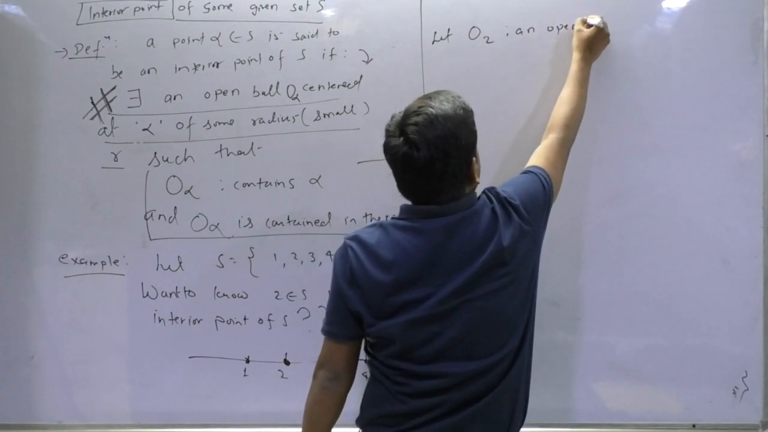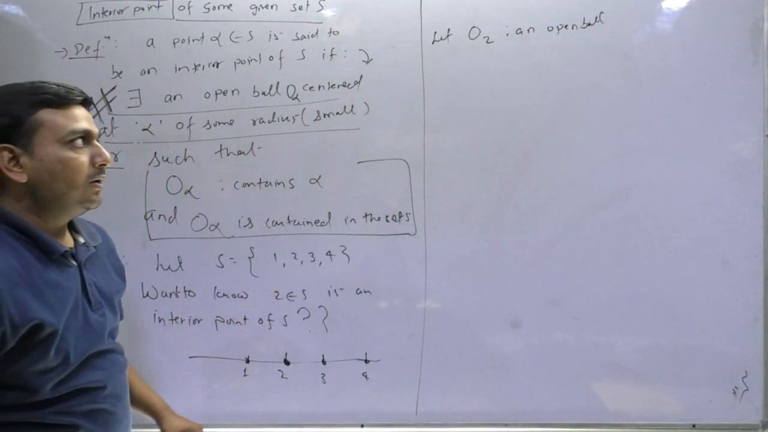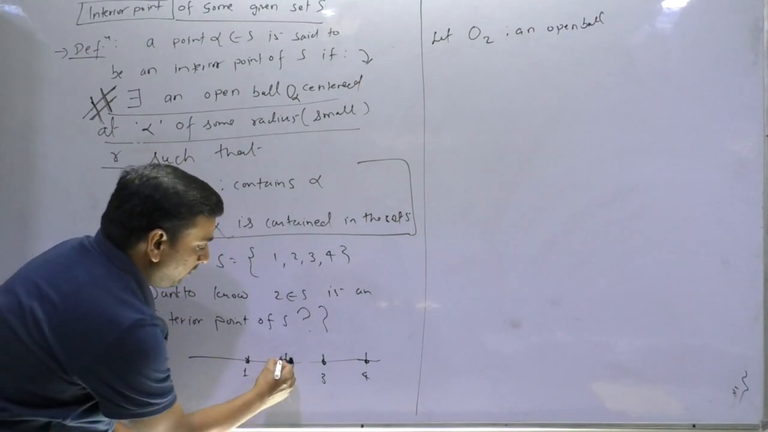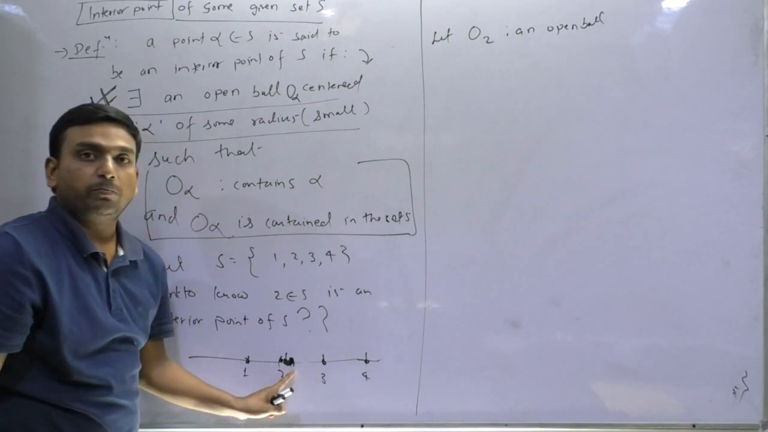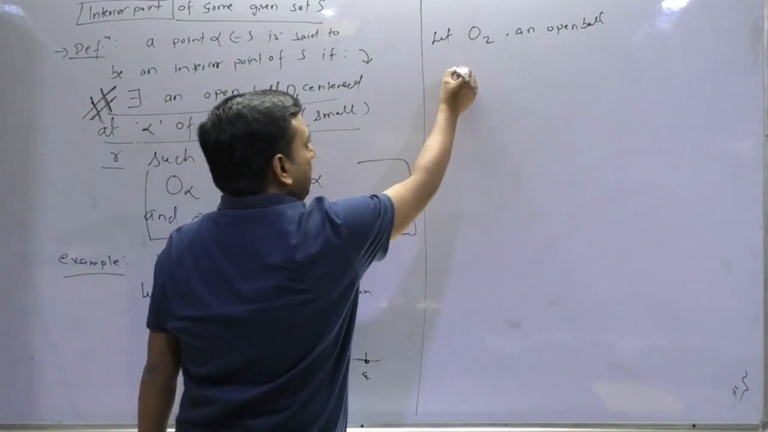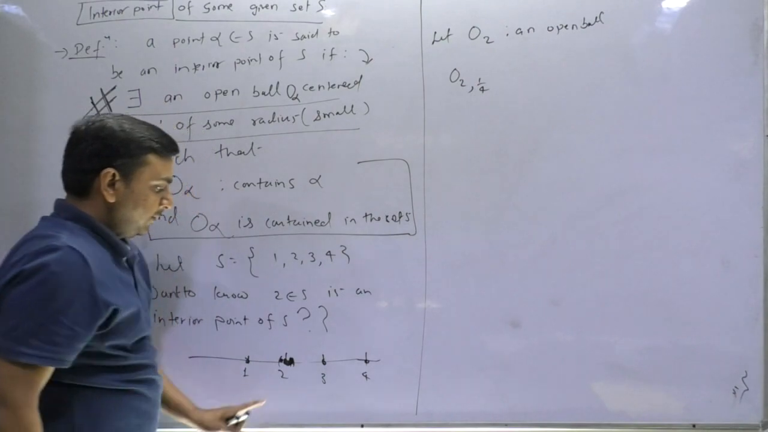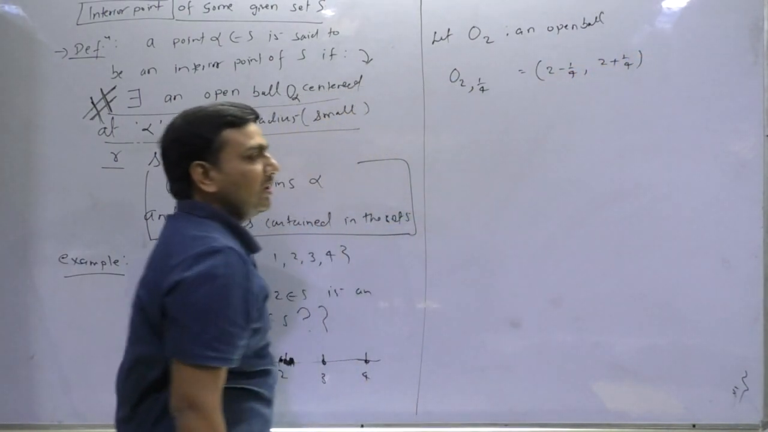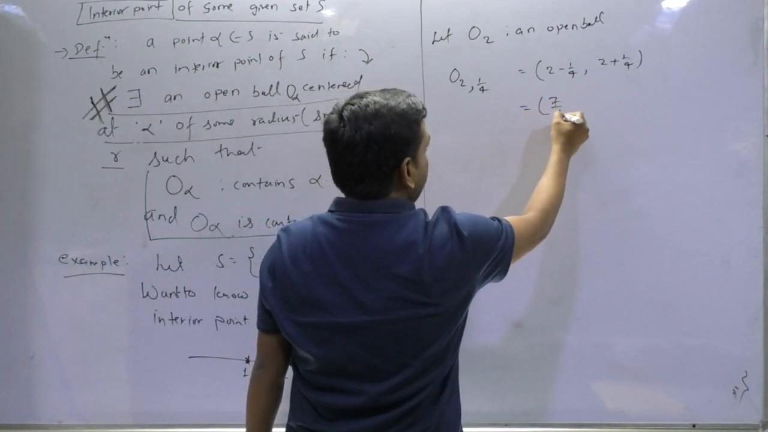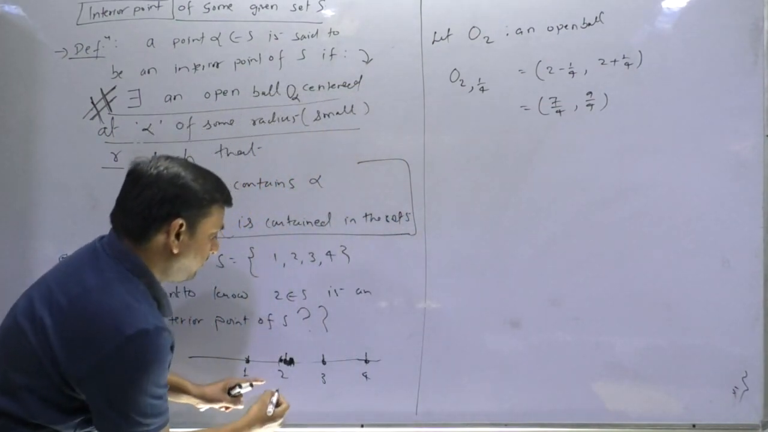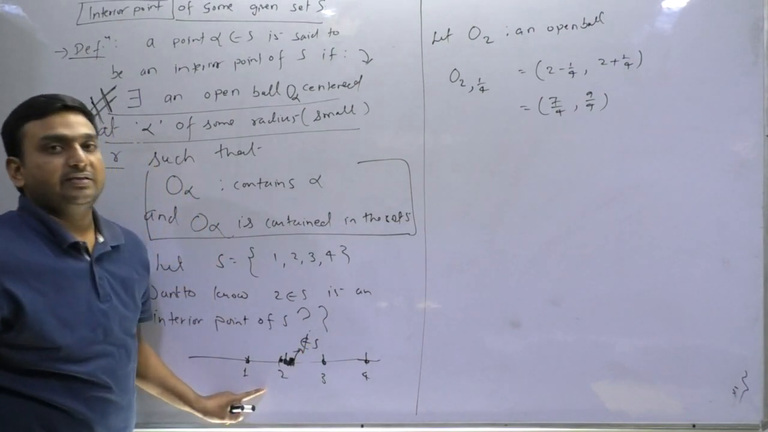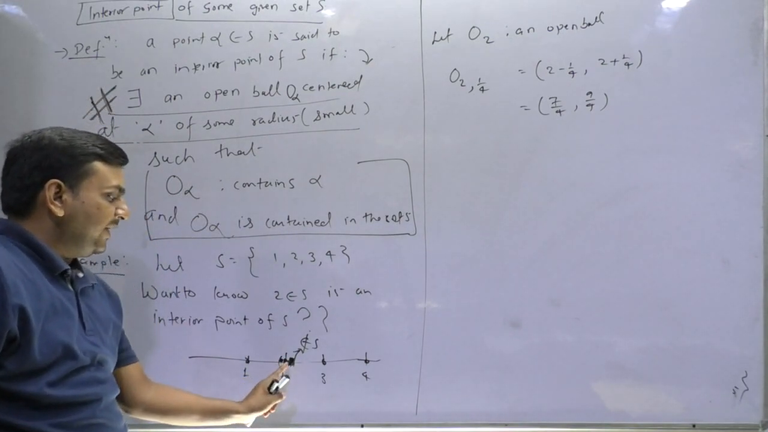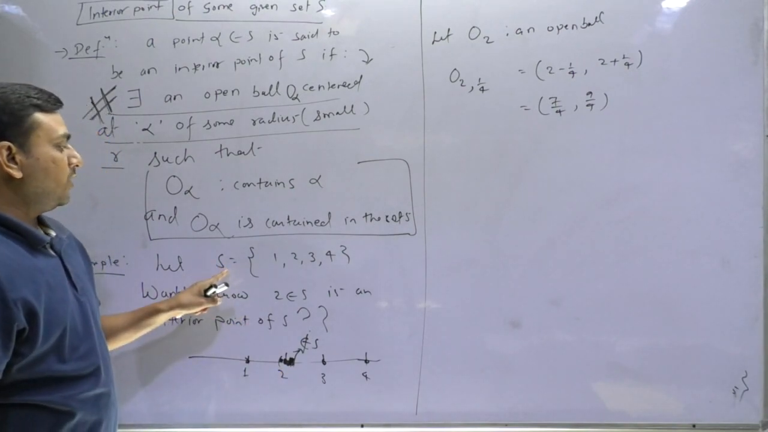If I take an open ball centered at 2, then however small the radius is, this open ball will contain points other than 2. Let's say I take an open ball of radius 1/4. This ball will be nothing but the interval from 2 - 1/4 to 2 + 1/4, that is 7/4 to 9/4. But I don't have these points in S. However small a radius you take, 1/4 or even 1/50,000, you will still have some points other than 2, but those points are not in S.